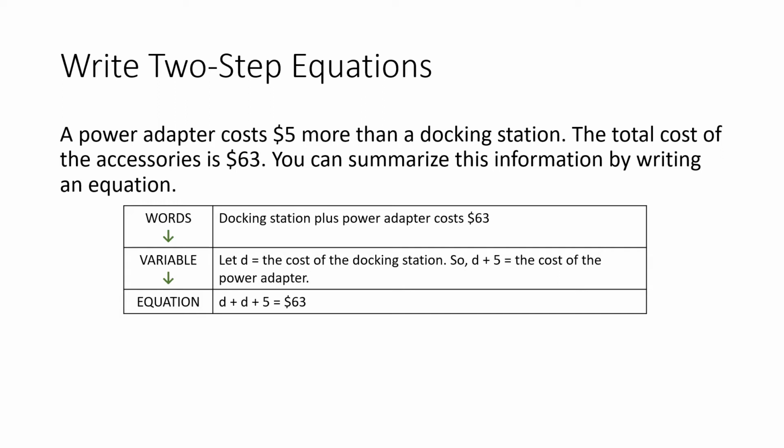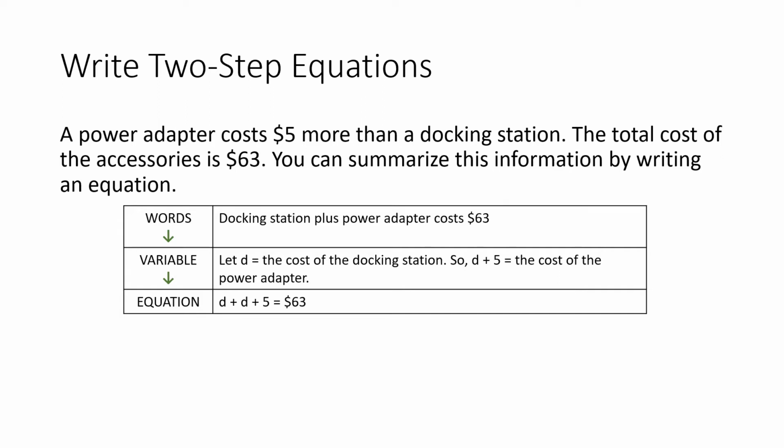So when we're asked to write a two-step equation, we may be given a problem like this, right? A power adapter costs $5 more than a docking station. The total cost of the accessories is $63. You can summarize this information by writing an equation. Right, so you have your tablet, your iPad Pro, your new one. You're thinking about getting a docking station for it, or maybe just getting another power adapter, or you're going to do both, docking station for your home, the power adapter so you can charge it at school, whatever the case may be.